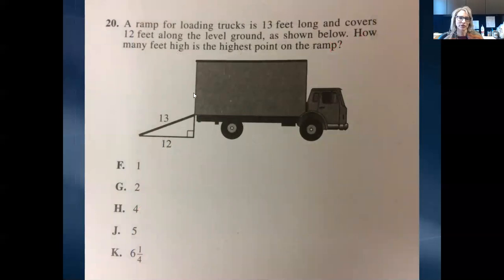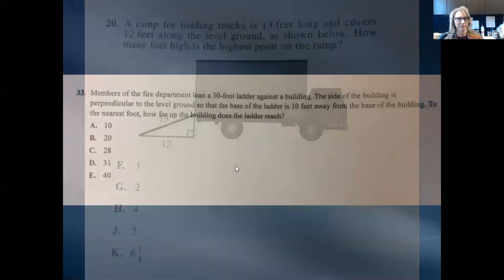A ramp for loading trucks is 13 feet long and covers 12 feet along the level ground as shown below. How many feet high is the highest point on the ramp? So we want to know how many feet high is this. Now, you could use the Pythagorean theorem if you don't remember our special right triangles, but you can save a lot of time if you remember the 5, 12, 13. This will take you like 15 seconds to do this one, and you can circle J because you know that this side is a 5.